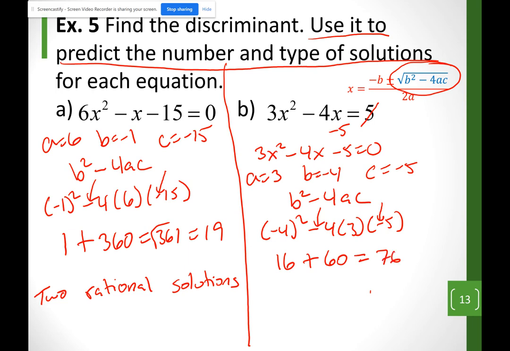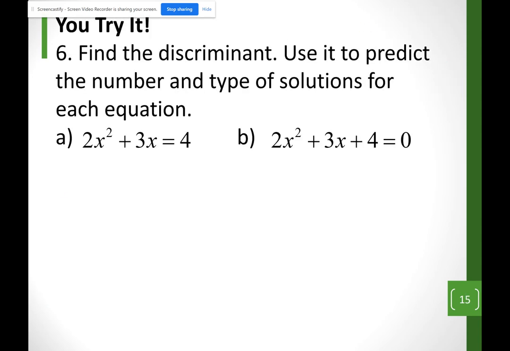Okay, it's a positive answer, but can I get the square root of 76? That's not a perfect square root. I can even grab my calculator, it's going to give me a decimal, like 8 point something. Now, it is not a perfect square, so I'm just going to get 2 irrational solutions.